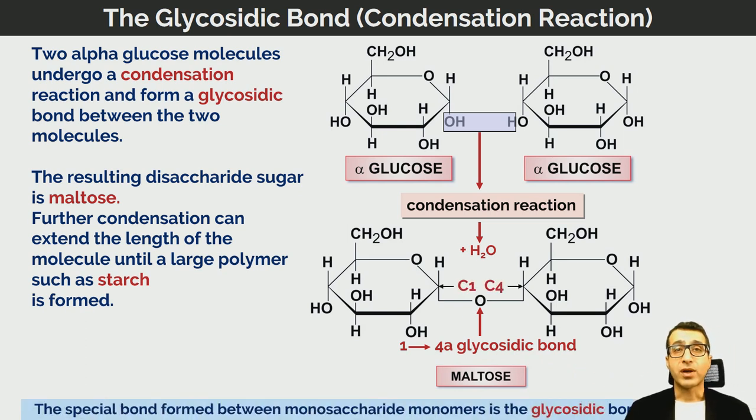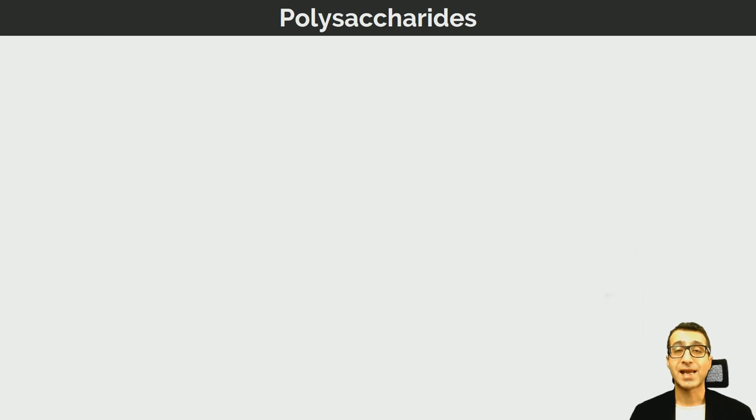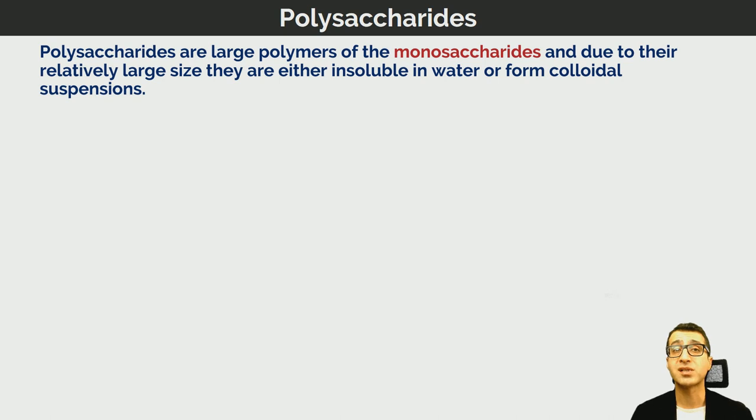So again, we're going to be looking at carbohydrates in a lot more detail in a subsequent lesson. This is really just laying the groundwork for that. So polysaccharides are the large polymers of the monosaccharides, and due to their relatively large size, they tend to be either insoluble in water or they form colloidal suspensions.